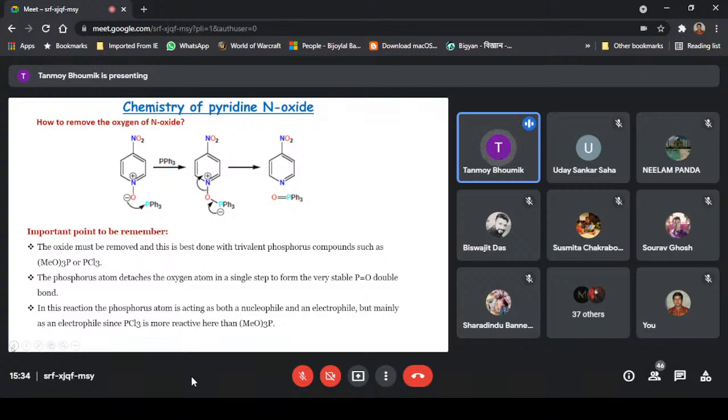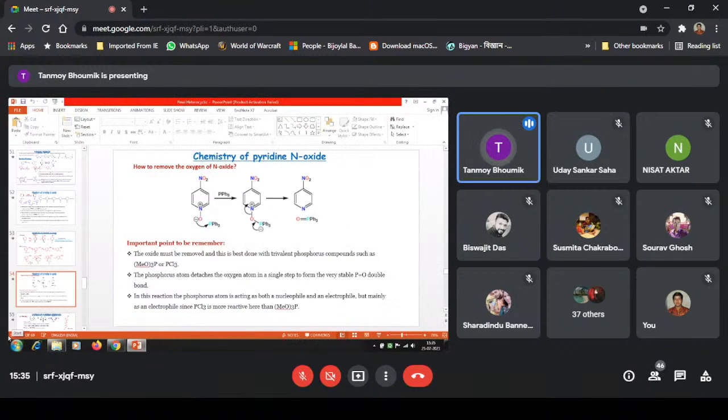So first we form the pyridine N-oxide, and this pyridine N-oxide can activate the pyridine molecule for nucleophilic and electrophilic substitution. After the formation of the electrophilic and nucleophilic substituted product, the pyridine N-oxide can be transformed back to pyridine by triphenylphosphine or trimethoxyphosphine type compounds. That means basically the phosphorus-containing molecule removes this oxygen.